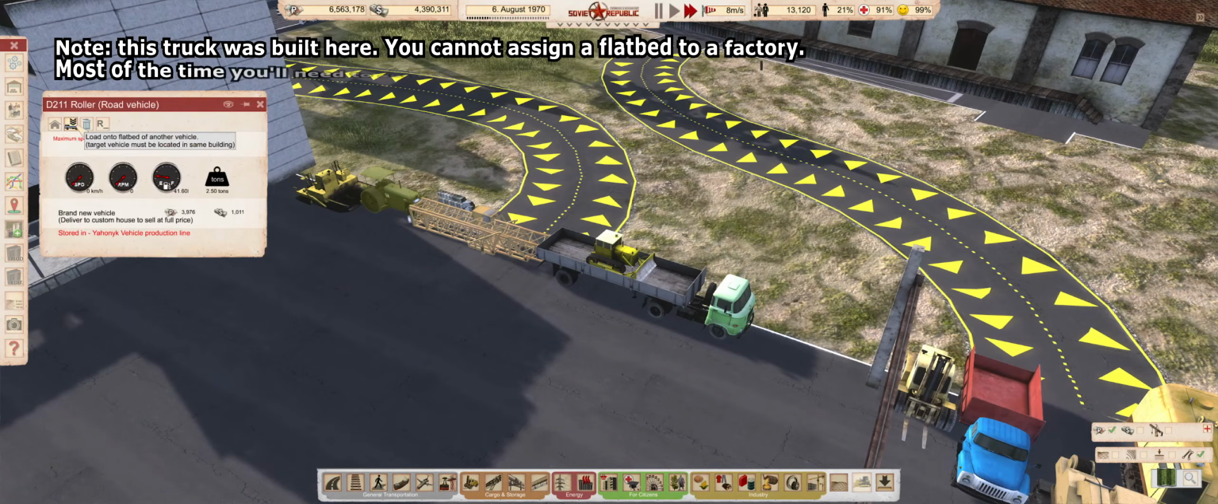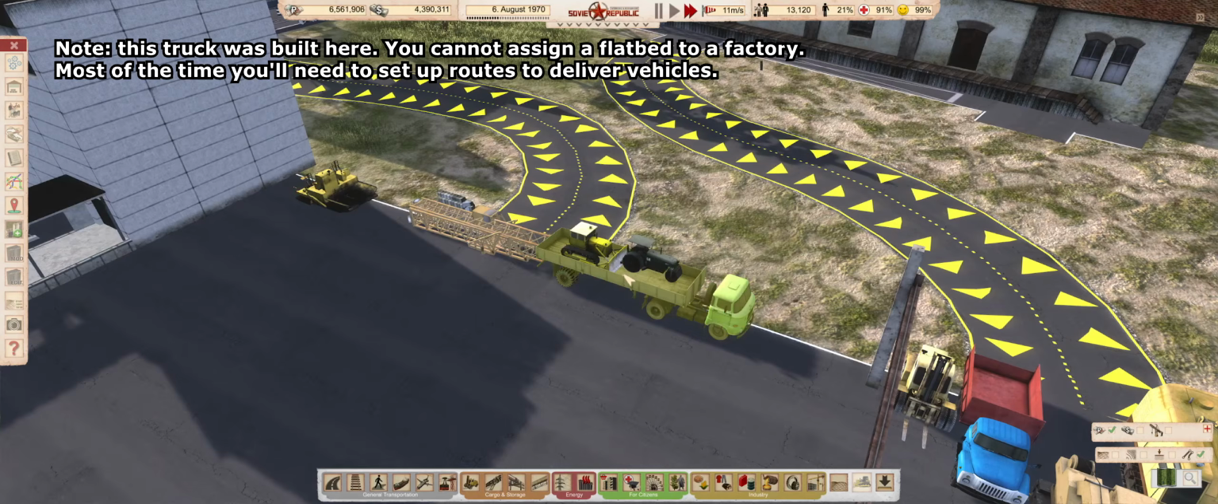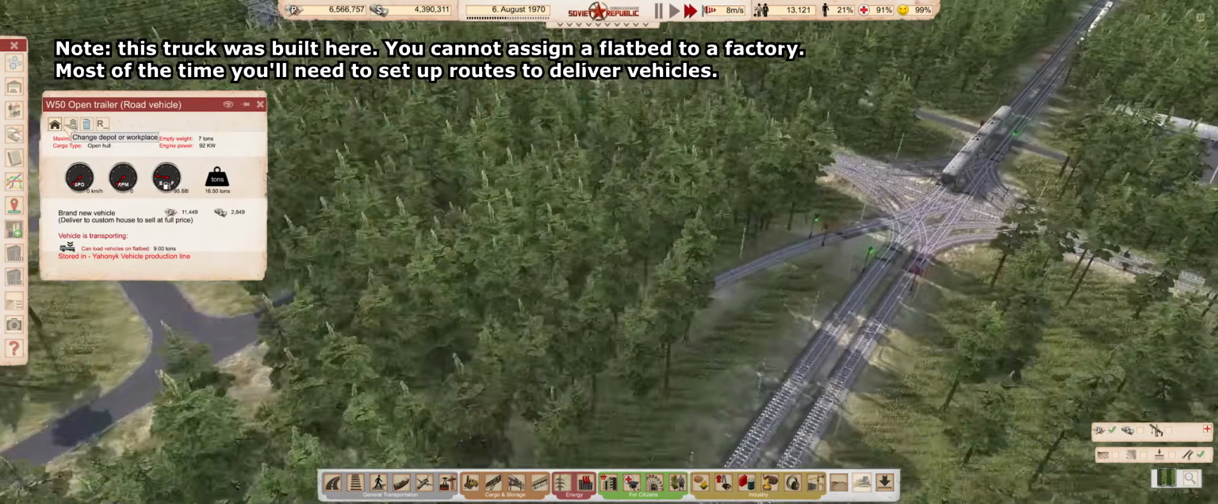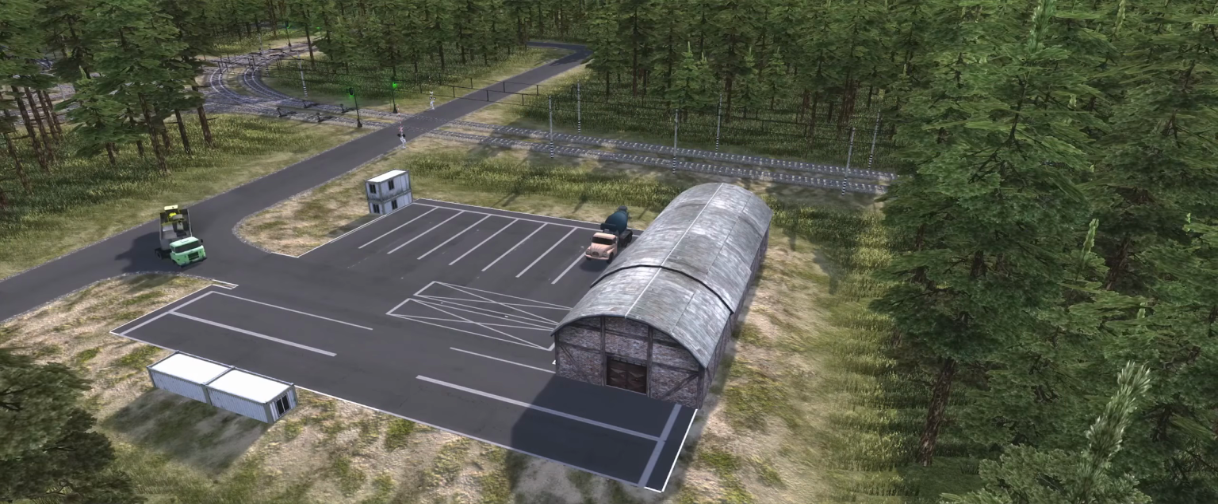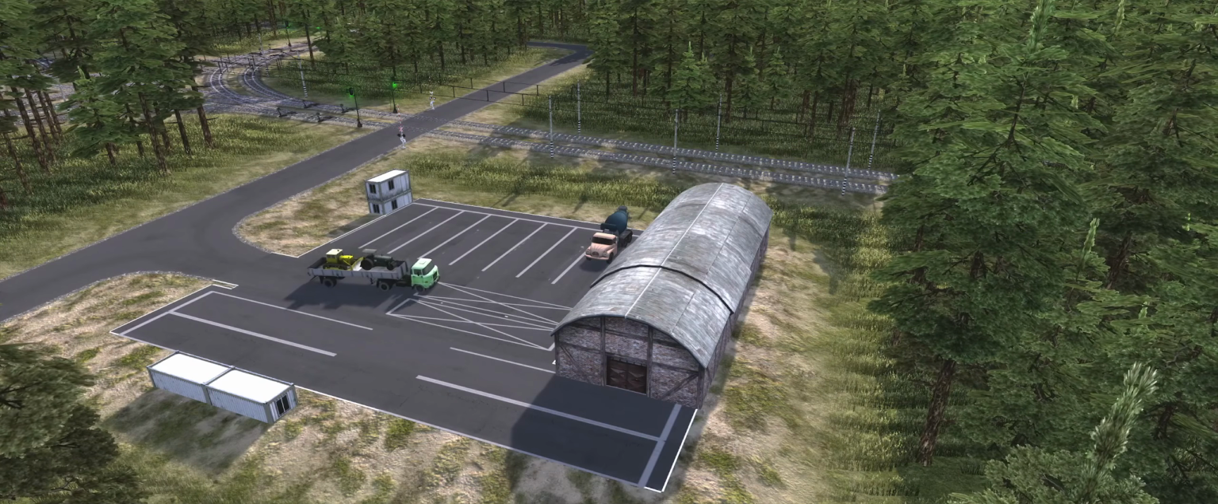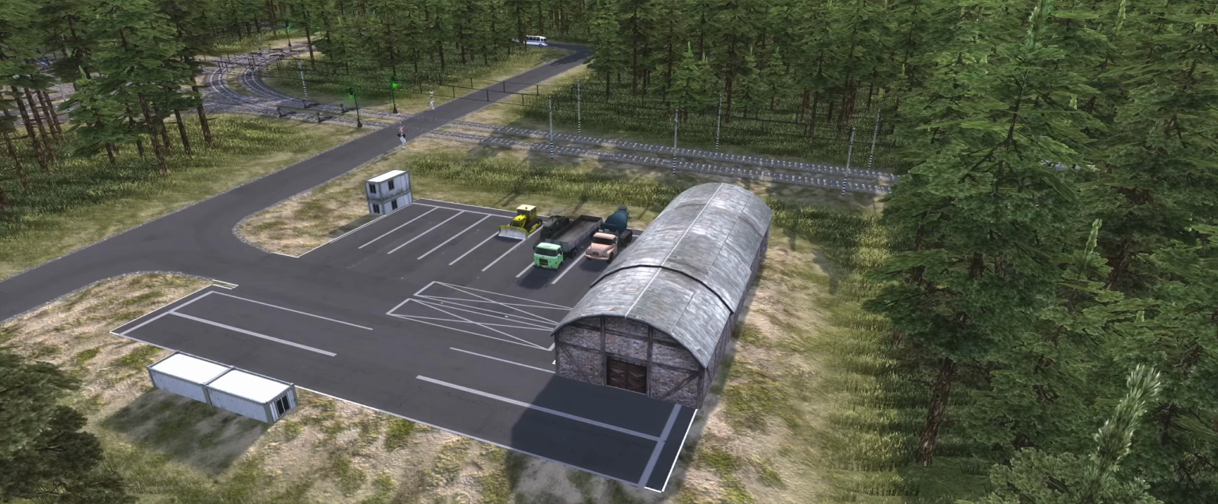Alternatively, if you have a big enough truck with an open back, you can load the vehicle onto it, reassign the truck to the new base, and unload it there. This is very handy for moving slow-moving machinery over long distances, like diggers, bulldozers, pavers, etc.